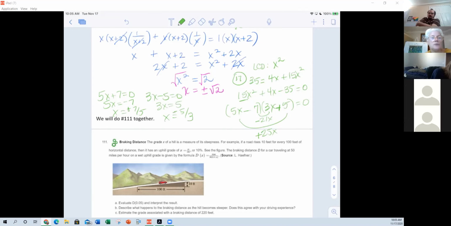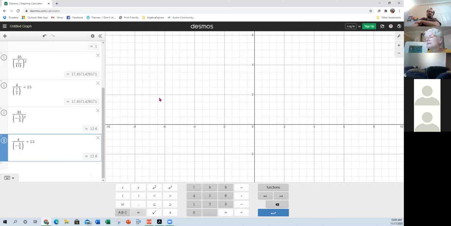So if you wanted to check it, go to Desmos or use your graphing calculator or whatever. If you put in 7/5 on the first side, you would get 35 over 7/5 squared, which is 17 point blah, blah, blah. And if you plugged it into the second side, you would get exactly the same thing. And then if you plug -5/3 in, it would also work.